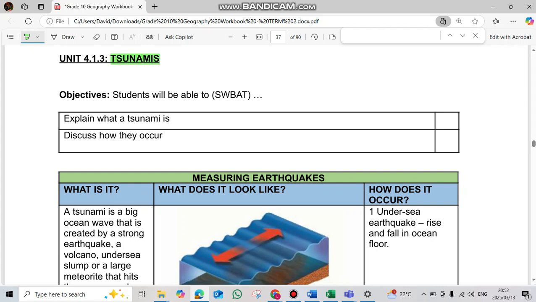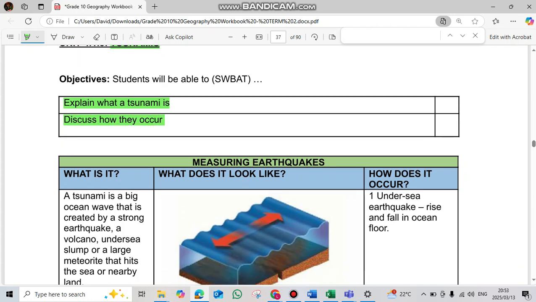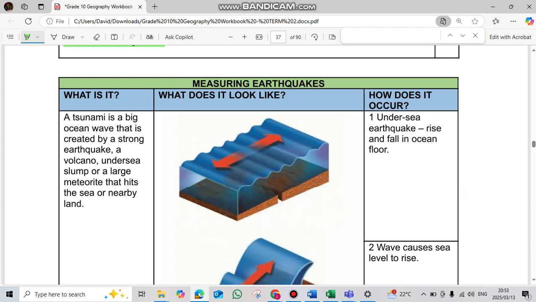In this lesson, we're going to be looking at how tsunamis form. So your lesson objectives are to explain what a tsunami is and discuss how they occur. Let's have a look at the definition for tsunami.